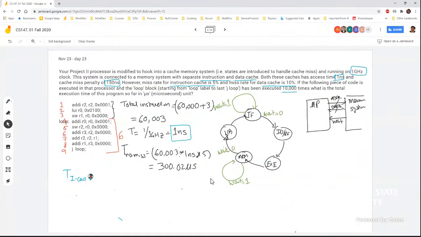iCache miss. What is that calculation? 60,003 multiplied by 5%, which is 0.05, multiplied by 150 nanoseconds, which according to my calculation comes about 450.02 microseconds.